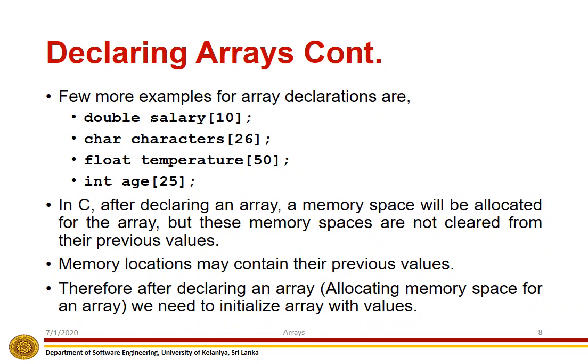In C, after declaring an array, a memory space will be allocated for the array. But these memory spaces are not cleared of their previous values. Memory locations may contain their previous values. That can be other values stored before by us, or sometimes it can be empty. Anyway, after declaring an array, we need to initialize the array with the values that we are going to store.